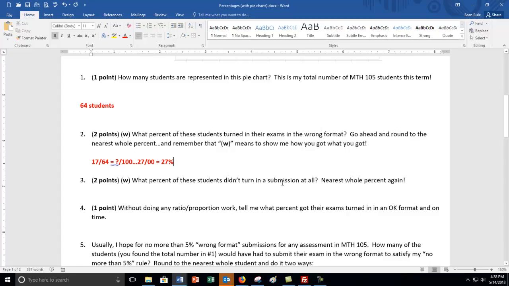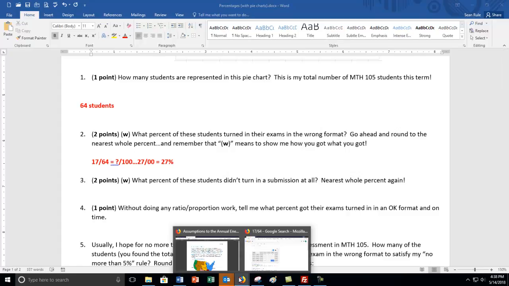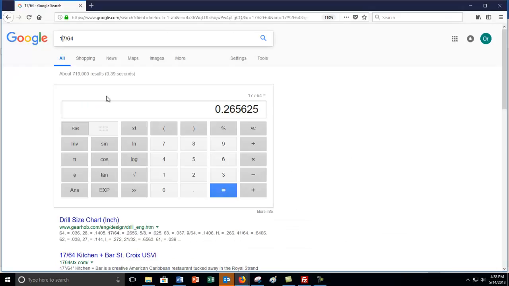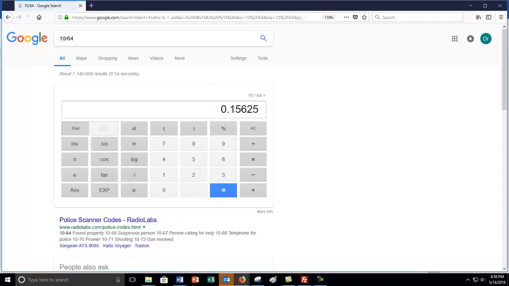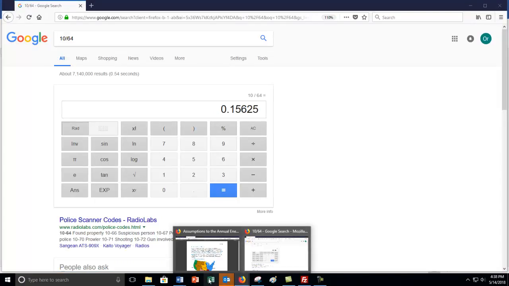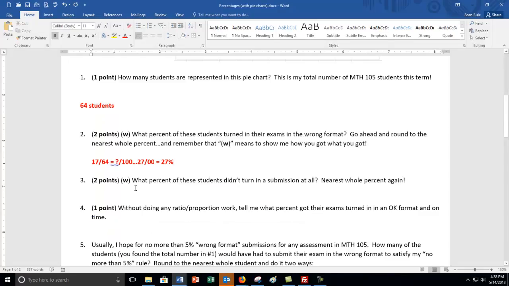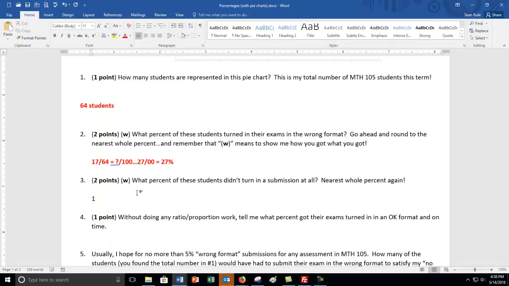How about didn't turn a submission in at all? Okay, didn't turn it in at all. Well, that would be 10 out of 64, which is just about 16%. So that was 10 out of 64, which is just about 16%.